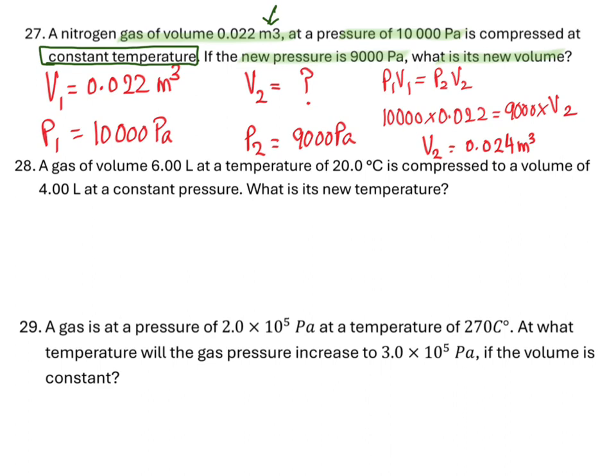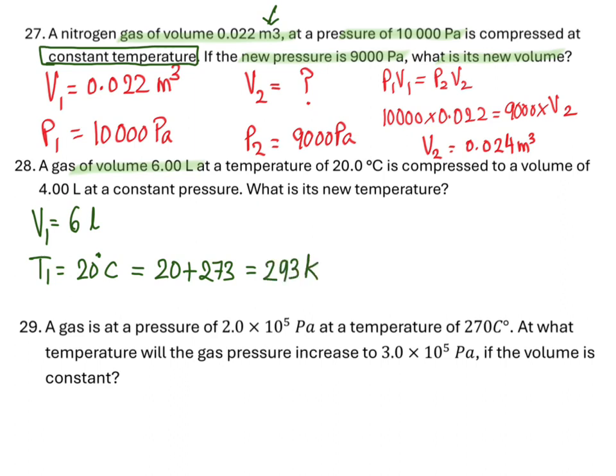Next problem, a gas of volume 6 liter at a temperature of 20 degrees Celsius. So the volume is given to us as 6 liter. Temperature is given to us as 20 degrees Celsius. Now remember, in gas law, the temperature unit must be Kelvin. So if they give you in degrees Celsius, you have to convert that into Kelvin by adding 273. So you get it as 293 Kelvin. If you don't convert, you will get a wrong answer. So temperature must be in Kelvin.